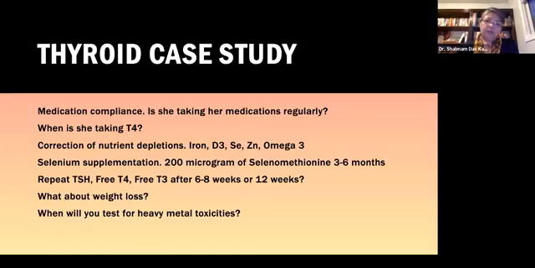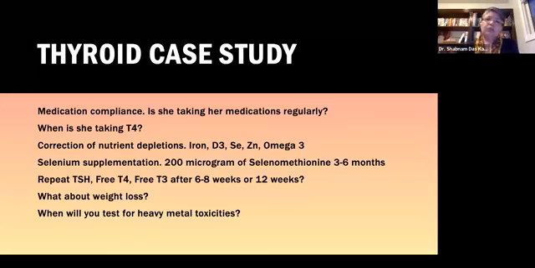Why would I put her on an omega 3? One is for the high triglycerides, and an omega 3 is very good for brain function as well. She has anxiety. Omega 3 has so many different functions, and it is an essential fatty acid, which means your body doesn't make it. Then I'd also put her on 200 microgram of selenium.